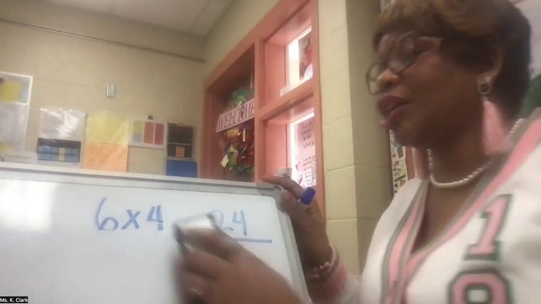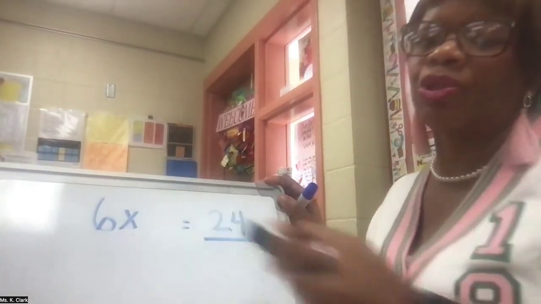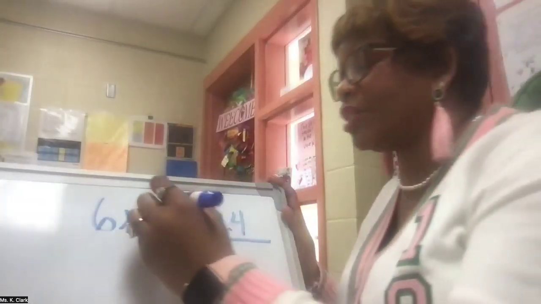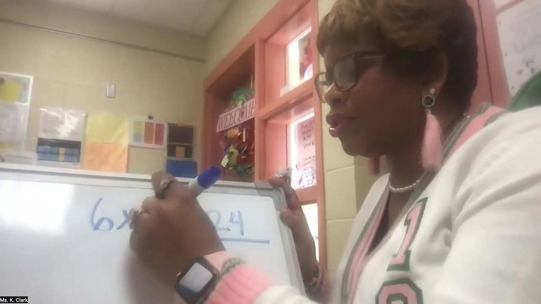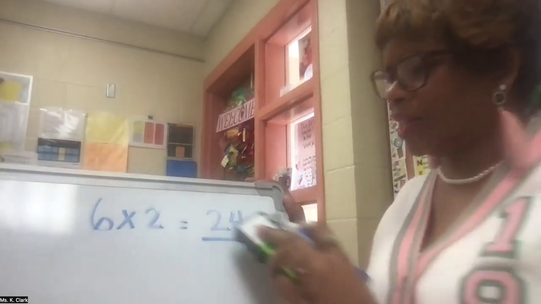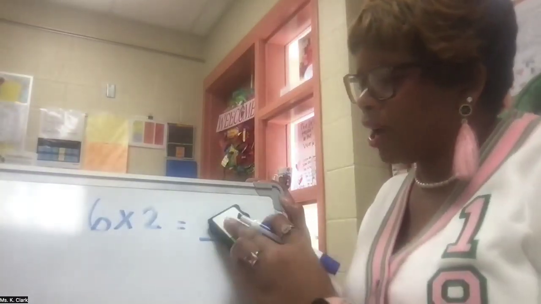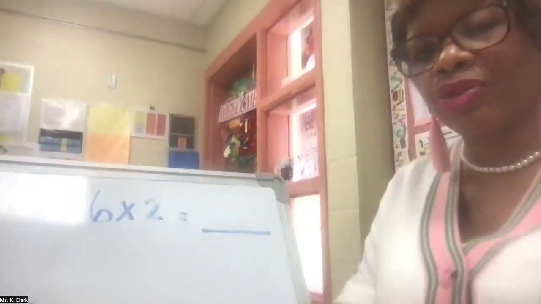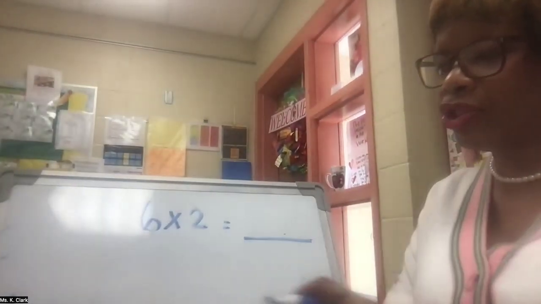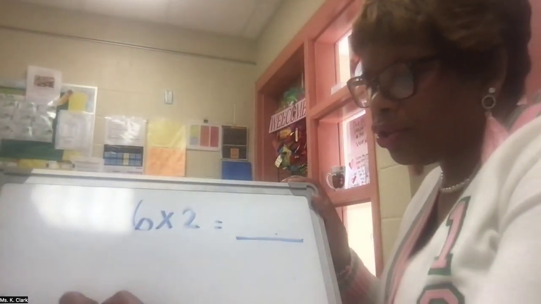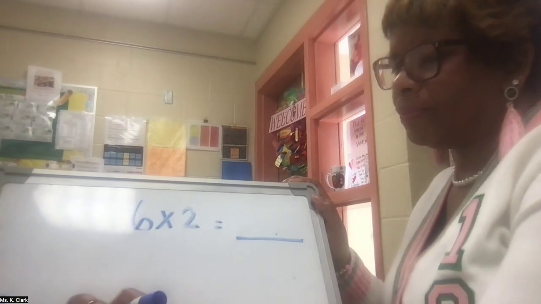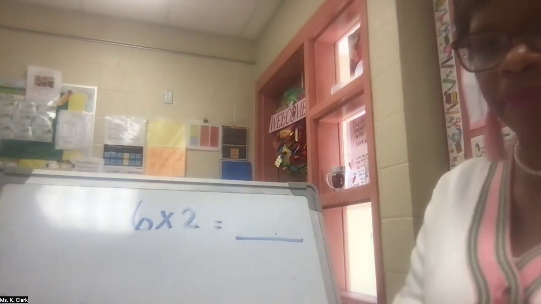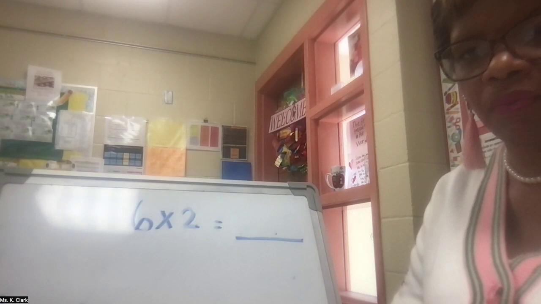This time I'm going to let you do 6 times 2. All right, I want you to practice with 6 times 2. And I'm going to pause it for a minute to give you a chance to try to solve the array and use one of the strategies I use. But I want you to make sure that you are able to draw your array. I'm going to give you a second to do that.